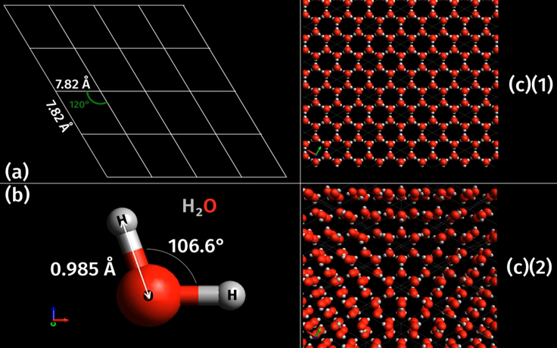Orthorhombic, 1/d^2 = h^2/a^2 + k^2/b^2 + l^2/c^2.